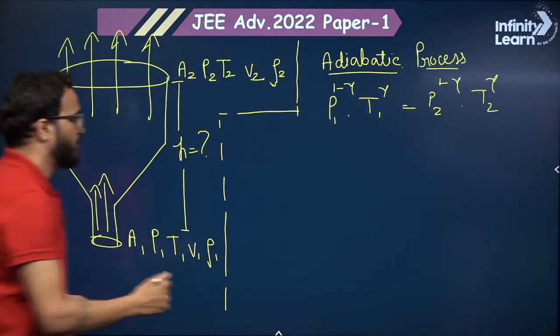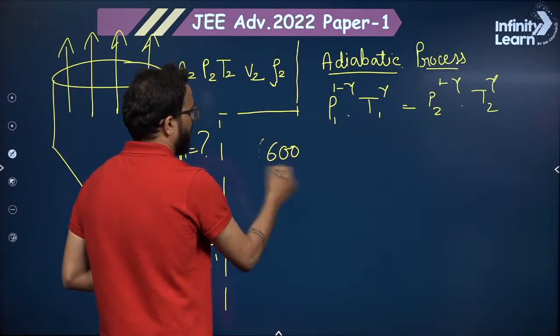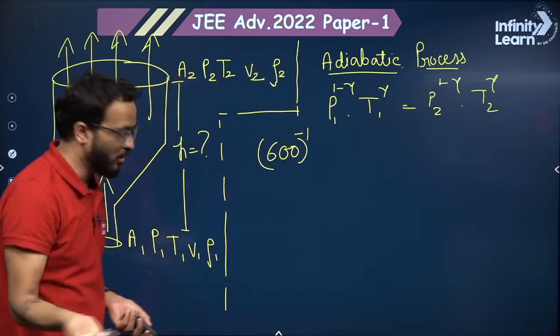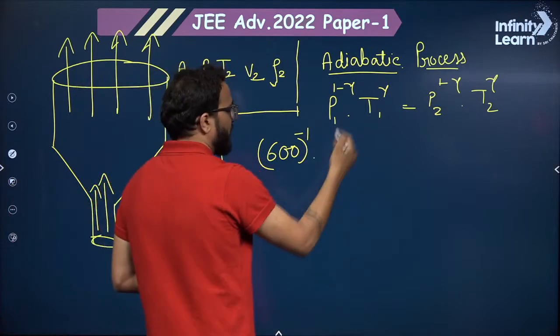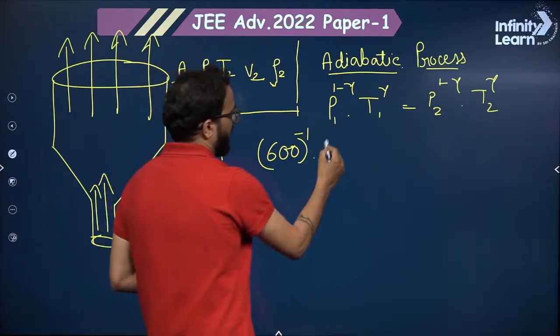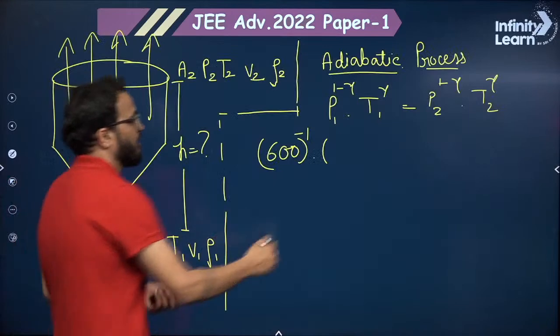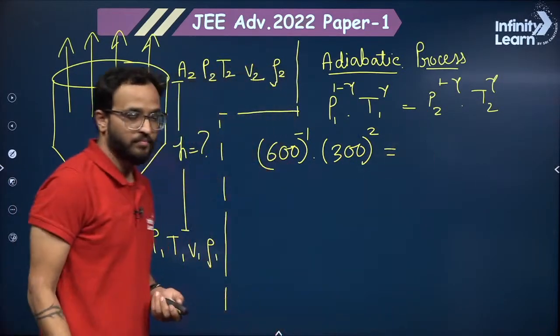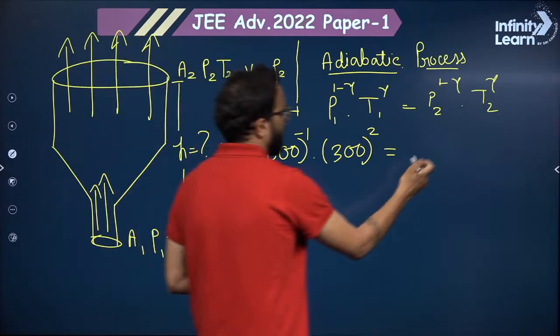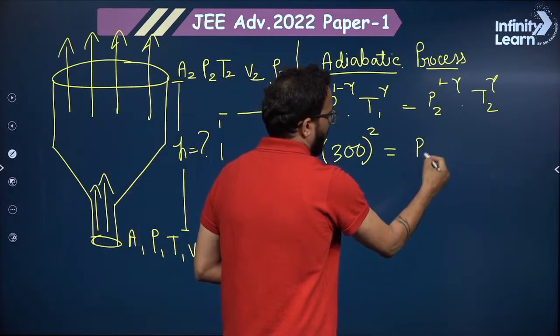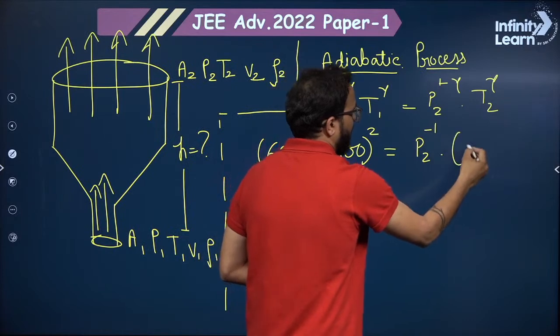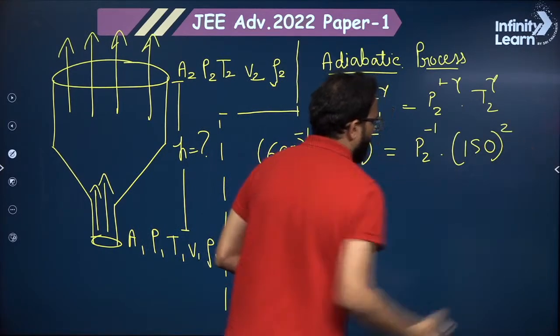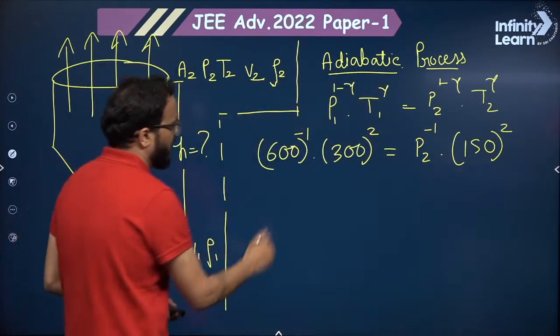P1 is 600 pascals, right? So 600 to the power minus 1, because gamma is 2, already given in the question, dot T1. T1 is given, I guess, 300 Kelvin. Okay, 300 to the power 2. Now what is P2? We have to find out P2 to the power minus 1. T2 is 150 to the power 2. Now solving, we will get it.